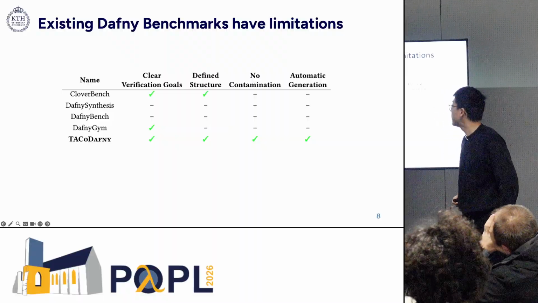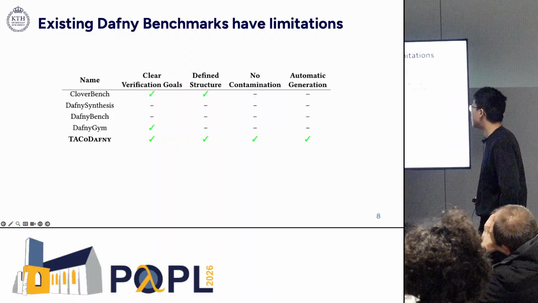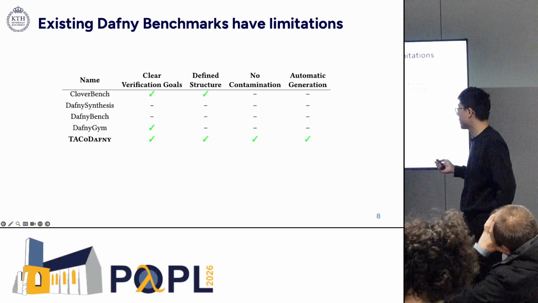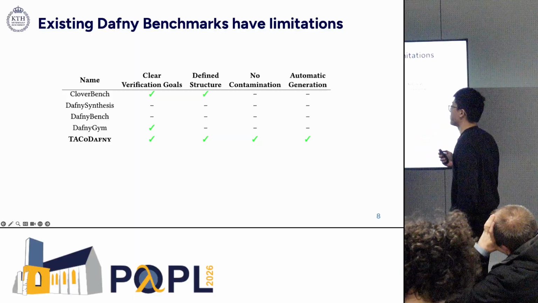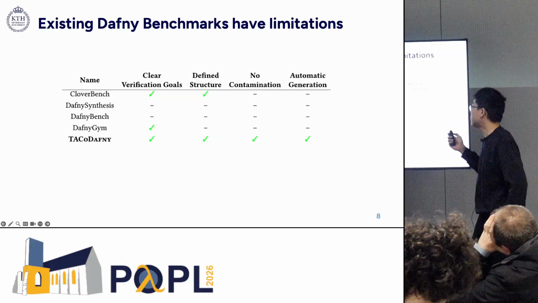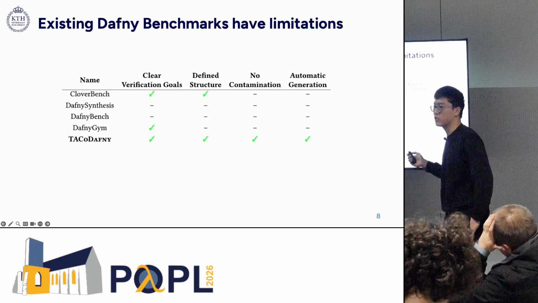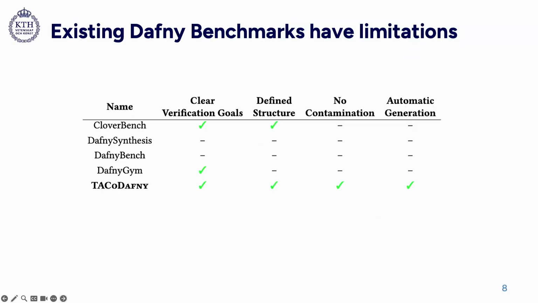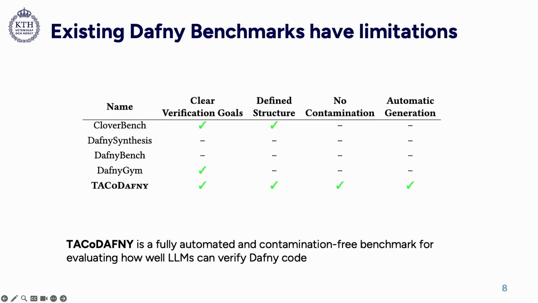However, existing Dafny benchmarks usually have several limitations. For example, they sometimes don't have a clear verification goal. Here we just need to generate the auxiliary verification code, but sometimes they also need to generate the specifications and a lot of code at the same time. And they don't have a defined, structured difficulty level like easy, medium, or difficult, and they are vulnerable to contamination because they always use publicly available datasets, and most of them are manually curated, so it's hard to scale. In this work, we want a fully automated and contamination-free benchmark for evaluating how well LLMs can verify Dafny code.